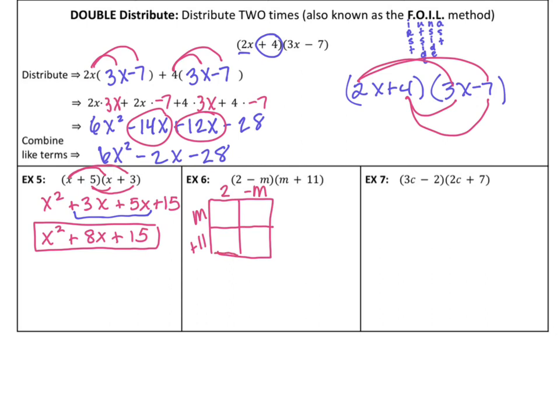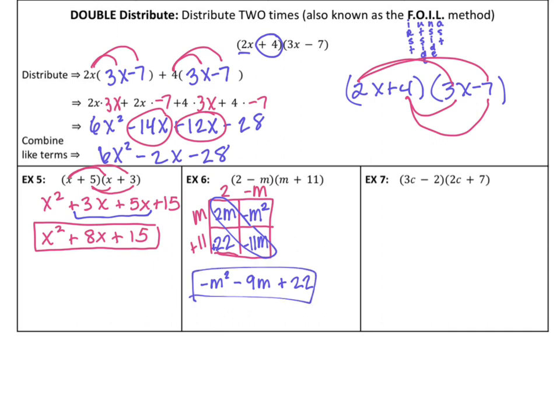So 2 times m, 2m, negative m times m, negative m squared. 2 times 11, positive 22. And 11 times negative m is negative 11m. Still going to combine like terms. I have like terms here. I have 2 sets of m's that we are going to combine. Writing in standard form, so my squared first, negative m squared, minus 9m, and then plus my constant 22.